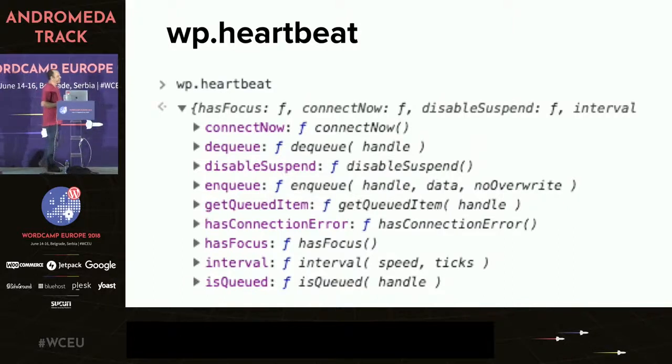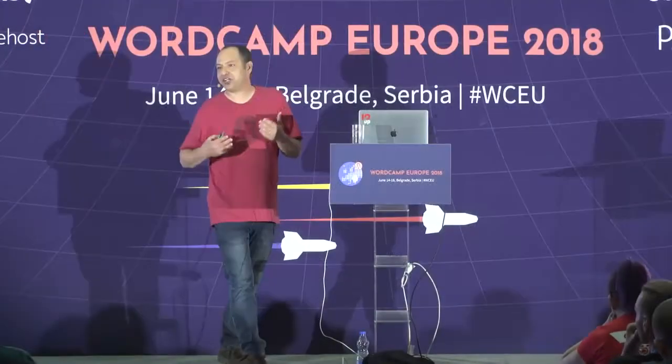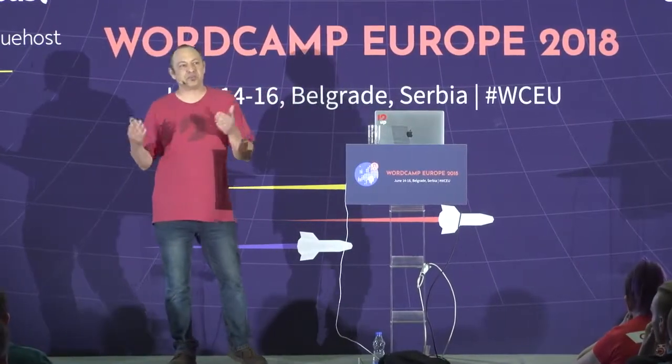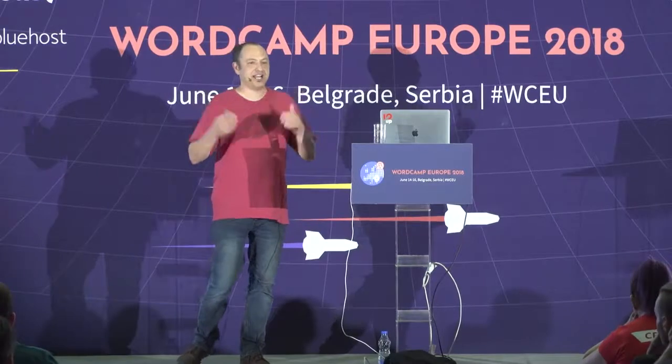All right. As its name suggests, Heartbeat runs at a regular pace, by default every 60 seconds, but you can adjust that. And data can be sent back and forth between the server and client on each of those heartbeats from multiple different connected applications.